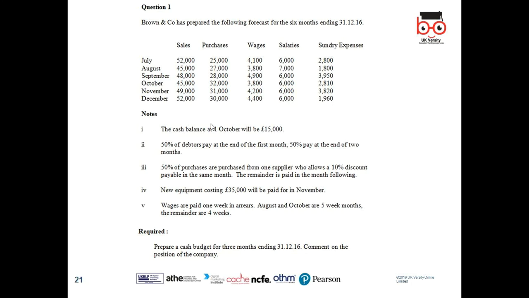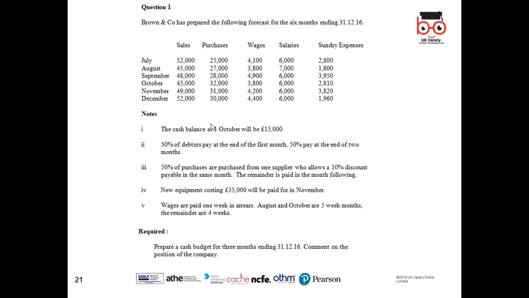So in July, how much are we selling? 52,000 worth of sales. What will be 50% of 52,000? 26,000, half of it. So they are saying 50% of debtors pay at the end of the first month. It means from the July sales of 52,000 we will get 26,000 cash, but the remaining 26,000 we will get in the following months.